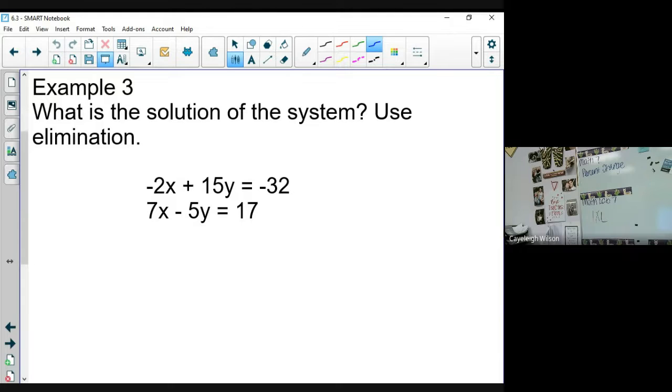Alright, so looking at this one, the x's are not the same number opposite signs. The y's are not the same number opposite signs. So I asked myself, okay, which one do I want to eliminate? It doesn't matter, but the one that would be easier is what? The y. The y would be easier because this is positive 15, this is negative 5. I know that I can multiply something by negative 5 to make negative 15. So, this is positive 15, this is going to be negative 15. So what do I multiply negative 5 by to make negative 15? 3. So I'm going to multiply this one by 3.